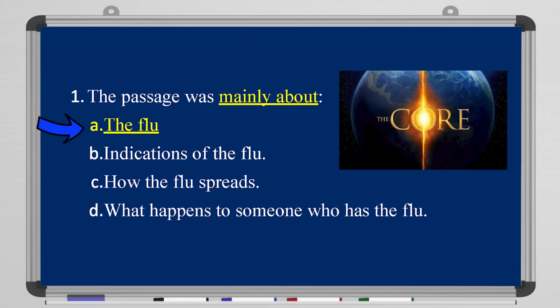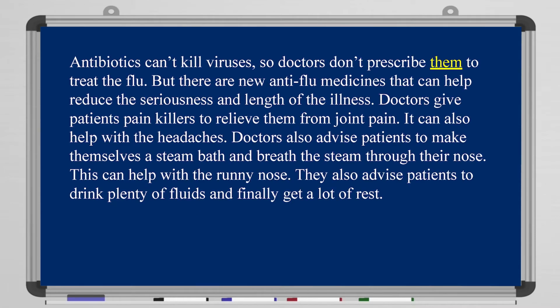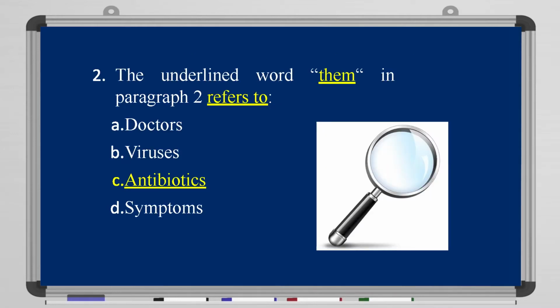It's A, the flu. Okay? So let's go to the second question. The underlined word "them" in paragraph number 2 refers to what? Doctor, viruses, antibiotics, or symptoms. You have to look back again at the paragraph to see the second paragraph, to see "them" in the sentence itself. Take a look again, and then it refers to antibiotics. Alright? So that's the correct answer.